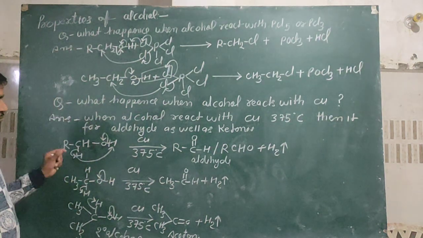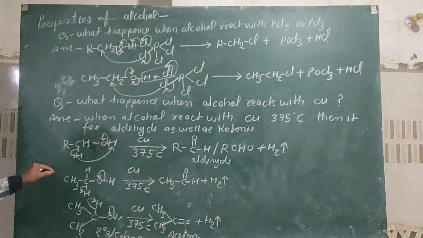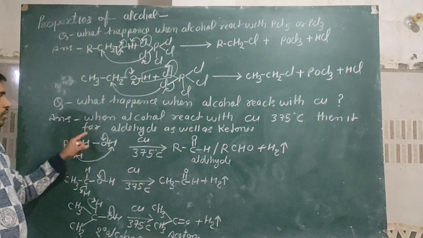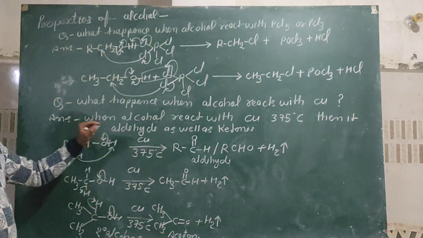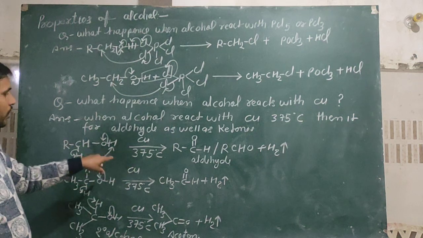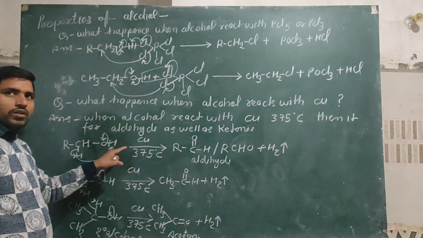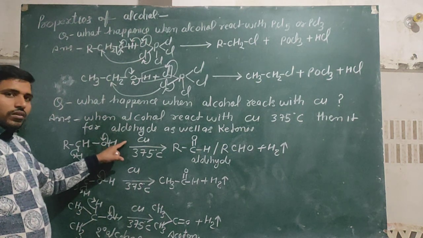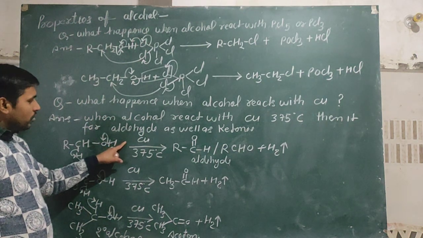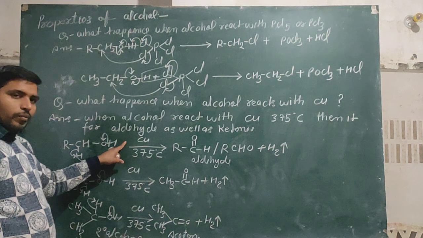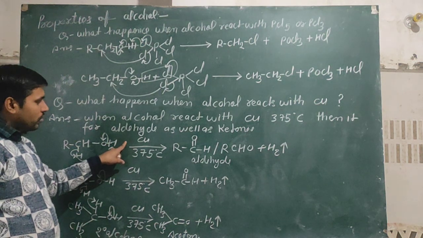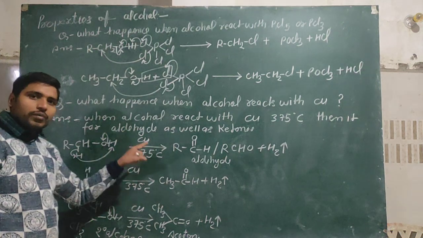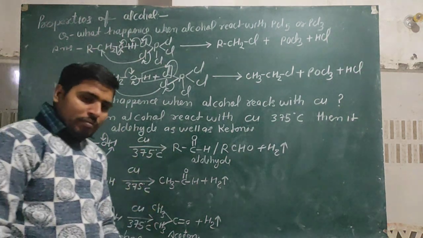It is the simplest reaction of alcohol in which alcohol undergoes dehydrogenation in presence of copper. This reaction also takes place in presence of aluminum hydride.